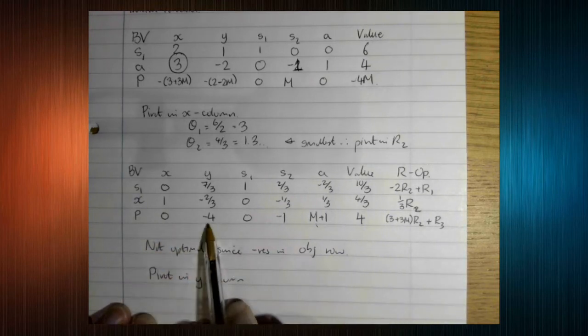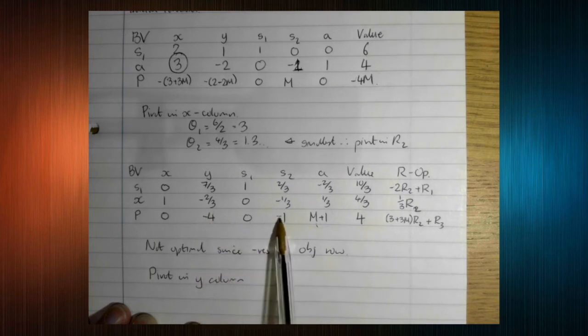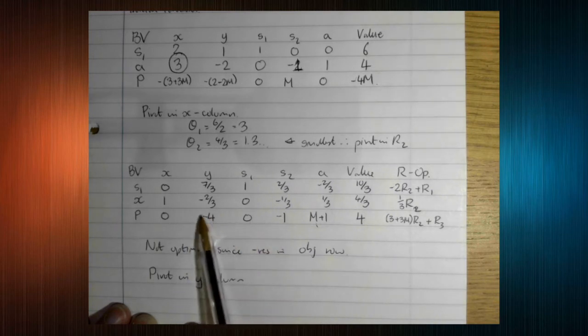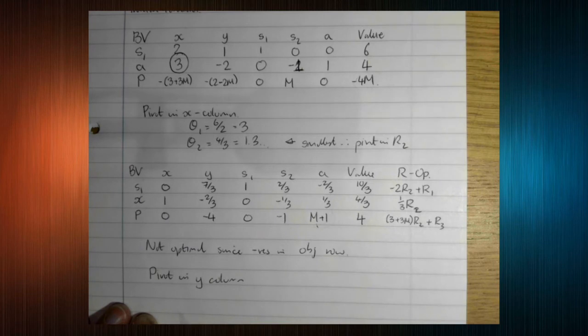We can see that the pivot's going to be in the y column, because we've got minus 4 here and minus 1, and we want the most negative number. We can see as well that the theta values, we're only going to get one of them, because if we do 4/3 divided by minus 2/3, we get a negative number, which we don't want.